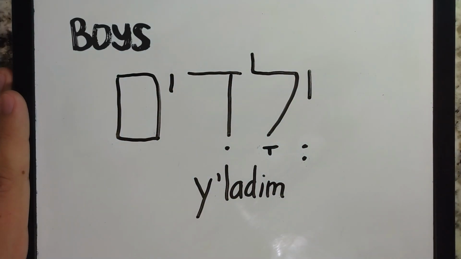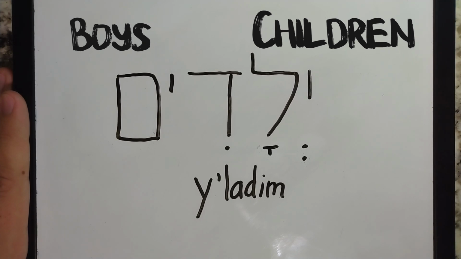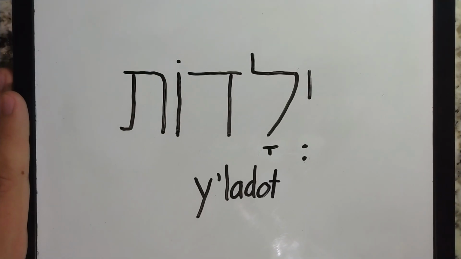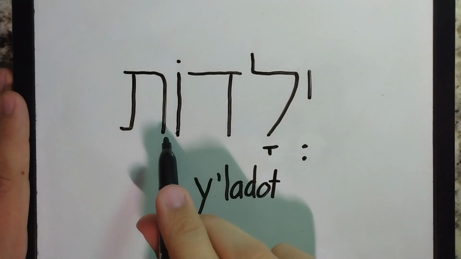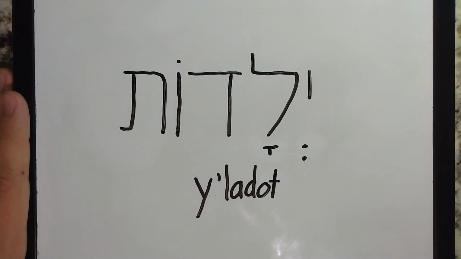Yaladim can also refer to a mixed group of children of both boys and girls. In Hebrew, a masculine plural noun can often refer to a mixed group. We saw this before with adjectives, where the masculine plural form of an adjective can describe a group of both masculine and feminine things. So, yaladim can mean either boys or children, depending on the context. And if instead of the im masculine plural ending, we add a feminine plural ot ending, we get yaladot, which means girls, the plural of yalda, girl.